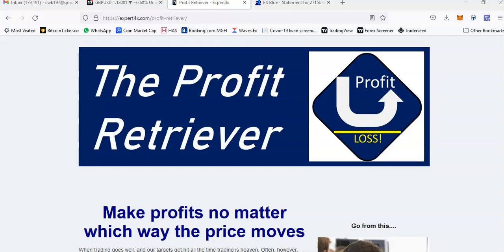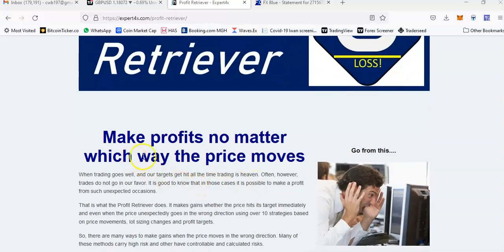Hello, this is Colin Brazendale, and this is my review of the Profit Retriever Expert Advisor, or Forex Robot, as some people call it. So this is the sales page of the Profit Retriever. It says make profits no matter which way the price moves.